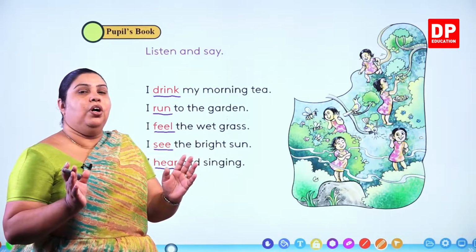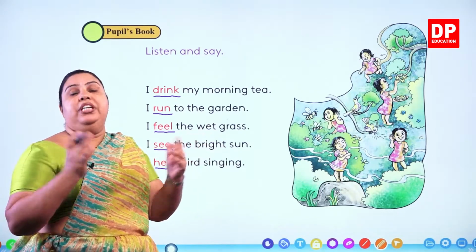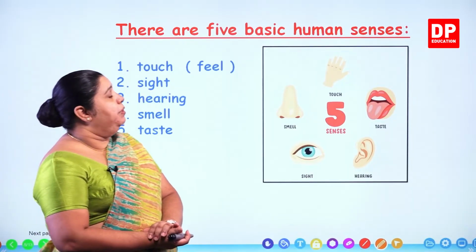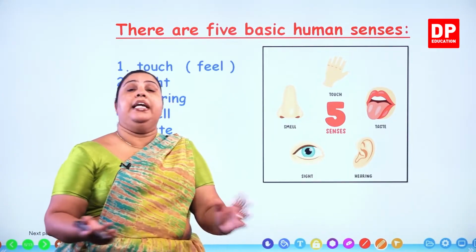Now we are going to talk about this in more detail. Come, let's move on to our next slide. There are 5 basic human sensors.